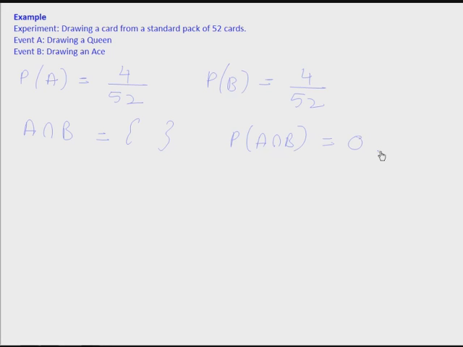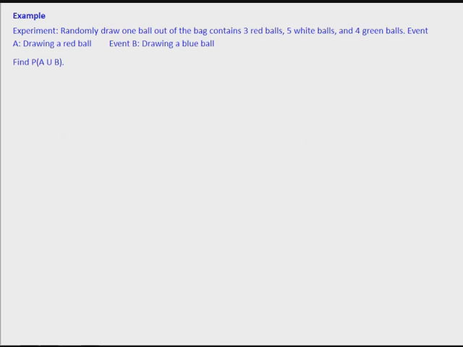We have established that events A and B are mutually exclusive. Both cannot occur in one drawing of a card. So it's the probability of the union. What's the probability that the card drawn is a queen or an ace? It's 4 over 52 plus 4 over 52, equal to 8 over 52. Simply put, there are 8 cards that are either a queen or an ace.